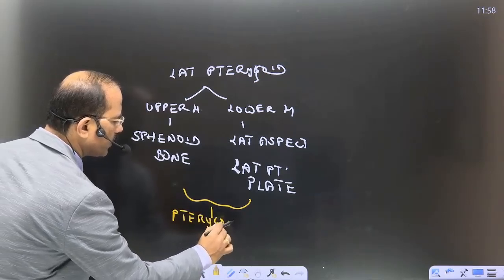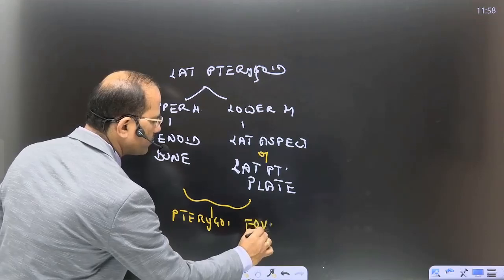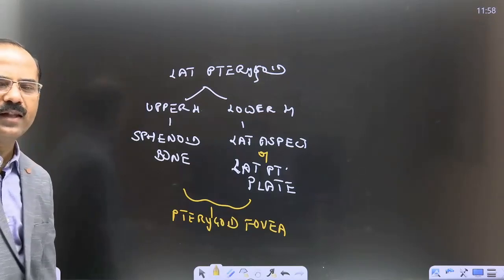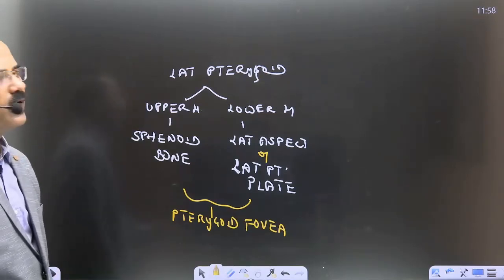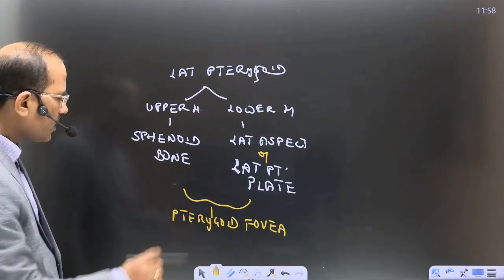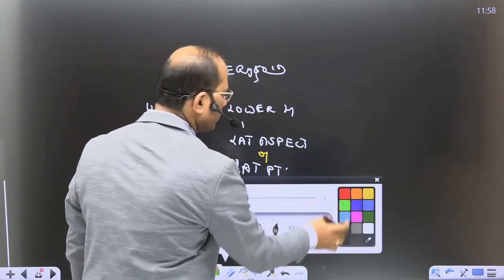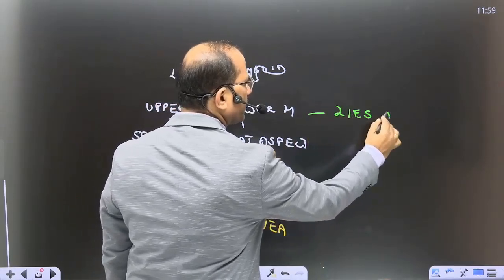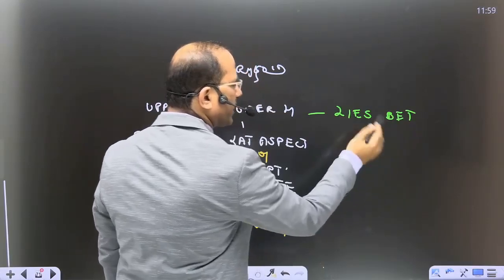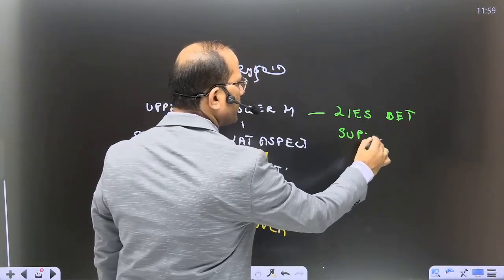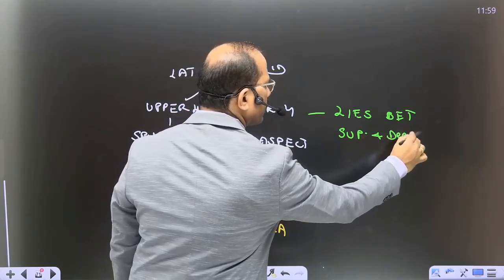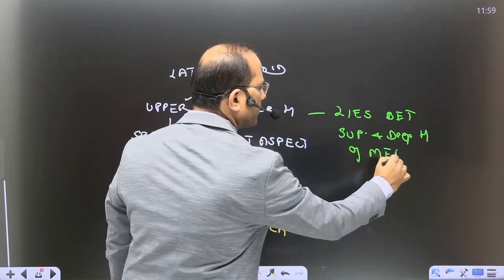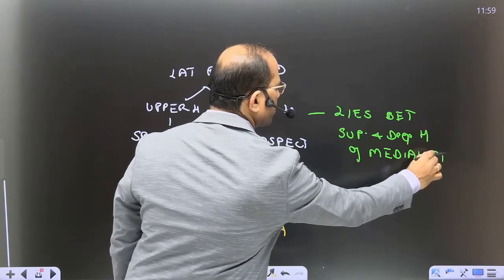Where is the pterygoid fovea? It is on the neck of the mandible. Clear? One more point: the lower head of lateral pterygoid lies between the superficial and deep heads of medial pterygoid.